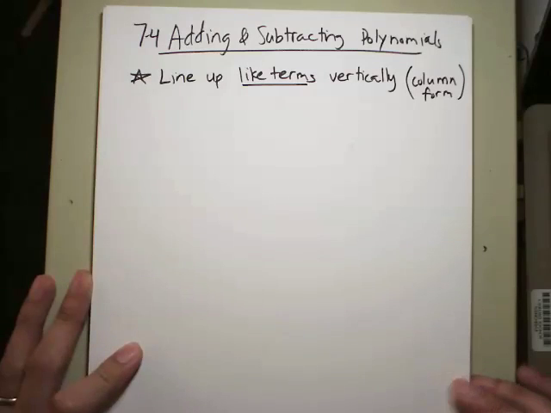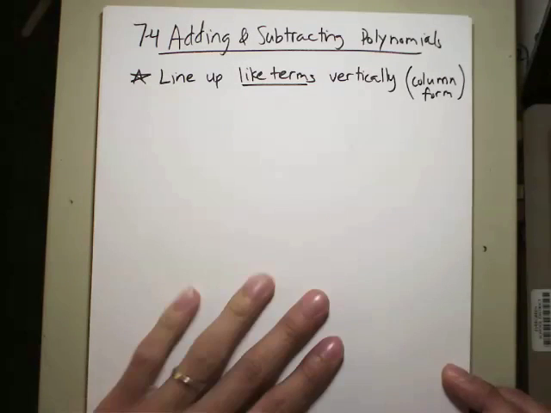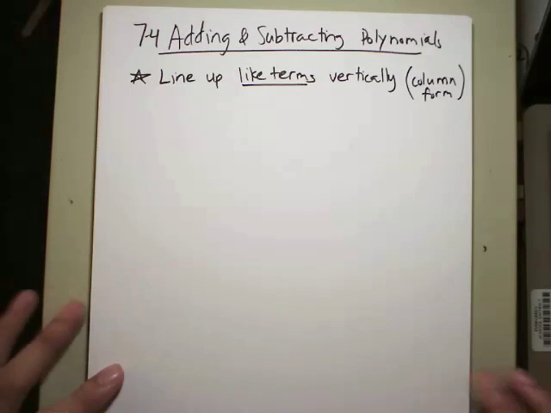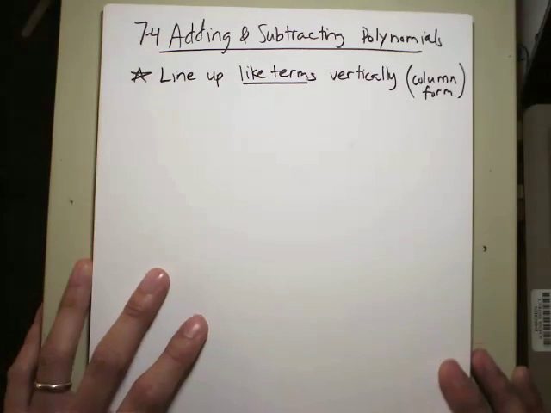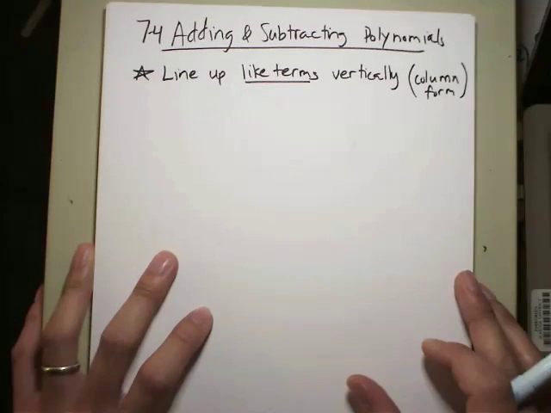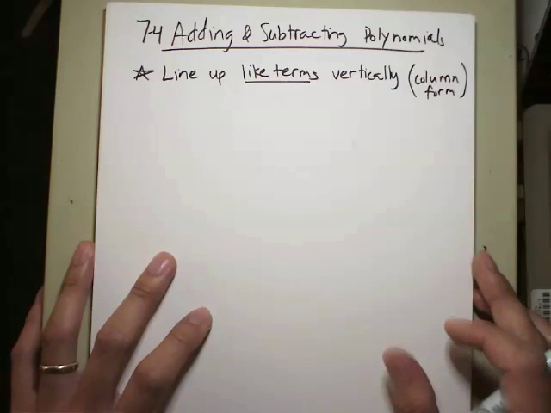I'm going to cover 7-4, adding and subtracting polynomials today. One of the main things that I want you to remember is that when you try to combine, either adding or subtracting polynomials, you have to line up like terms vertically, which is in column form.